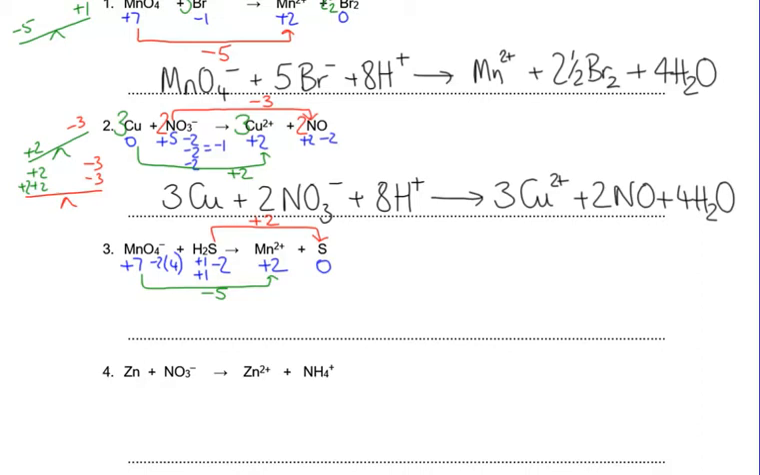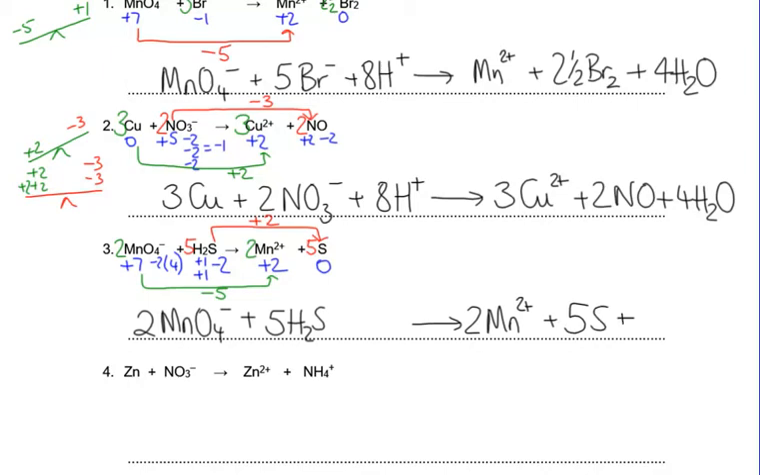So how do we balance our scales? We would need 2 of these for every 5 of those. Once I've got that, we follow the rules. So I'm going to add 2 lots of 4 is 8. I'm going to add 8 waters, and 8 lots of 2 is 16, but I've already got 10 in the 5H2S, so I'm going to add 6 more.